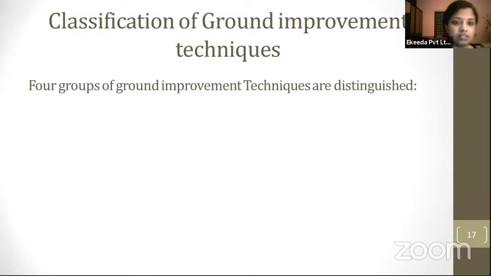So let's see the classification of ground improvement techniques. There are basically four mechanisms by which we can alter the properties of soil.